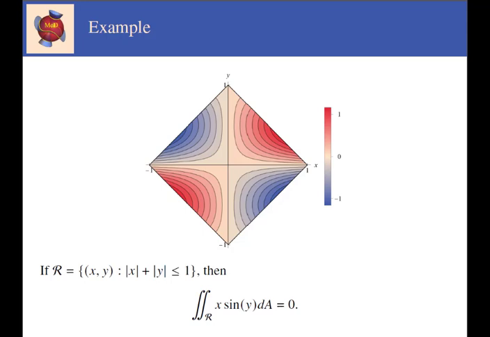For example, consider the function x sine y over the square region shown. The contour map is for x sine y. Now x sine y is odd in x and odd in y, and since the region is symmetric with respect to both axes, the value of the integral must be 0. There's no need to set up an iterated integral and use the fundamental theorem of calculus here.